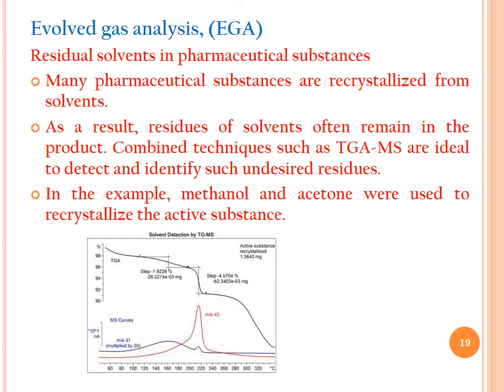Many pharmaceutical substances are recrystallized from solvents. As a result, residues of solvent often remain in the product. Combined techniques such as TG-MS are ideal to detect and identify such undesired residues. In the example, methanol and acetone were used to crystallize the active substance. The curve is shown with the TGA curve because you know well about the TGA. TGA is the temperature-time relationship with the decrease in the mass of a substance under investigation. You can see easily from the TGA curve the first steps.